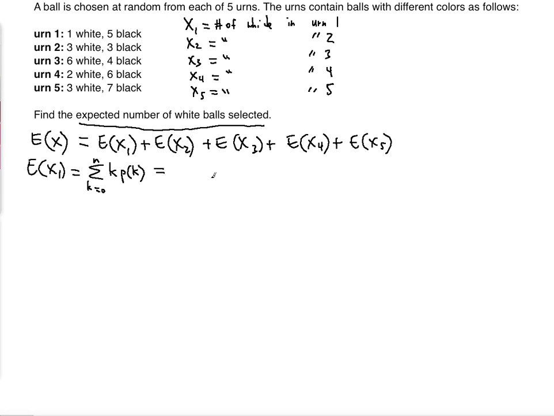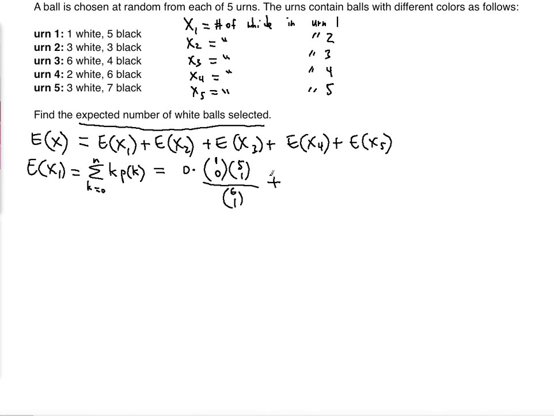So what it basically means, if we select 0 white balls out of the first urn, we're going to have 0 times the probability of 0, which in hypergeometrics is given by this: choosing 0 balls out of the white, choosing 1 ball out of the 5 black, and dividing it over all possible choices that we can have, 6, because there are 6 balls in total in urn 1, choosing 1 from the 6.